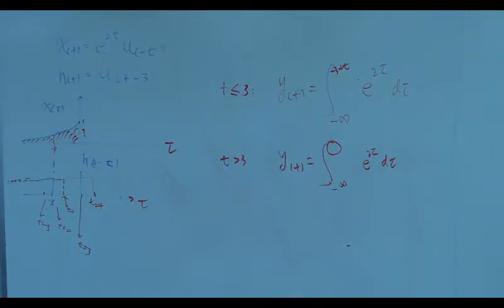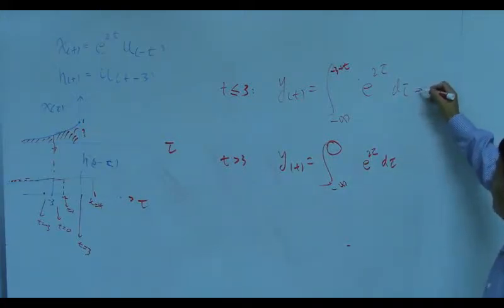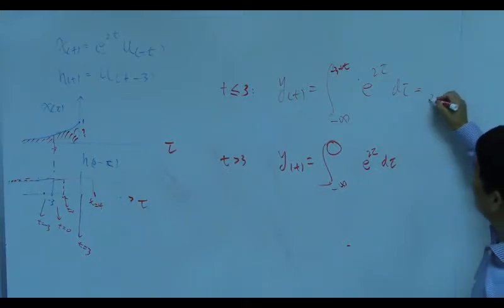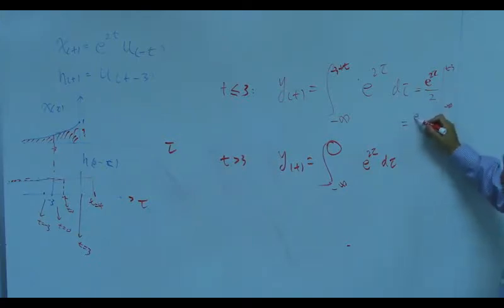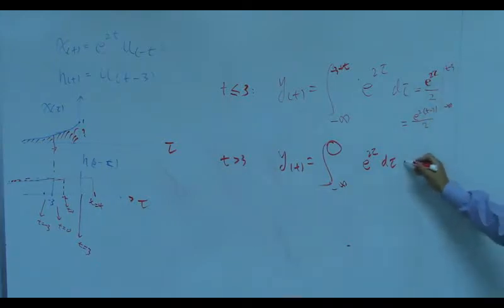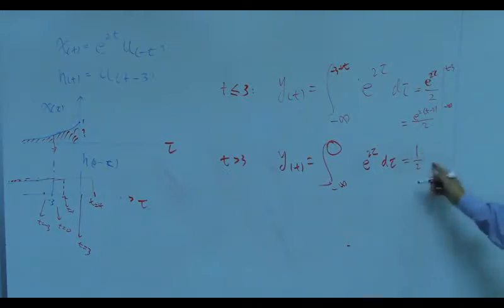How do I sketch? How do I graph this? Okay, to get this, you need to calculate this one. What's this? This one equals half e to the 2 tau, right? And from negative infinity to t minus 3, so this one will be equal to e to the 2(t minus 3) over 2. This part equals 0. So that is the result for this one. And this part will be equal to half e to the 2t, which equals 1, so that equals half.